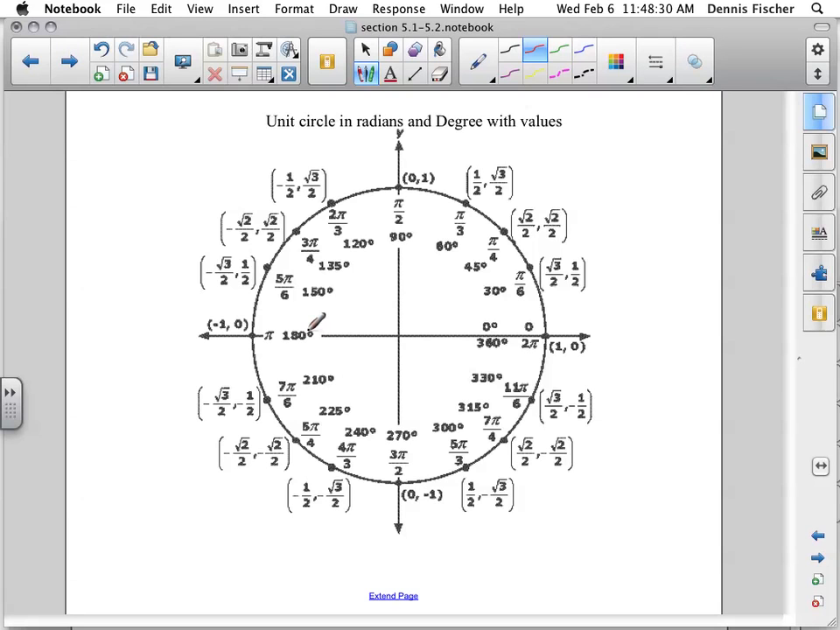30 back to the beginning is a 30-degree angle, right? This one back to the axis is a 45, right? This one back to the axis is a 60, and then we got a 90, right? If I take this angle, which is 120, but I go back to this axis, what's there?